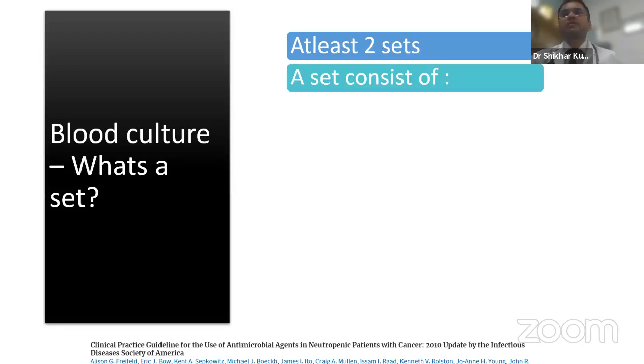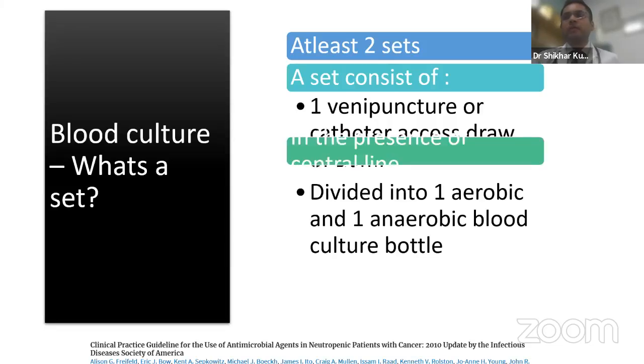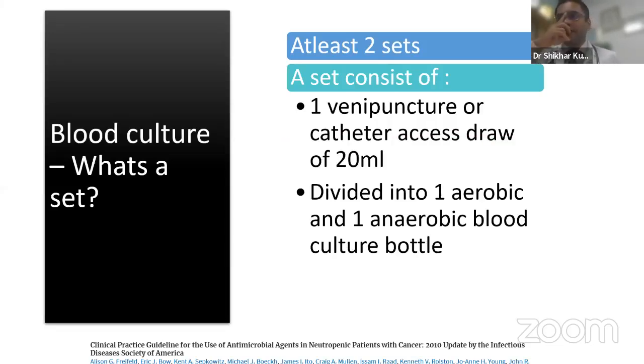So we know that we send more than 2 or 3 cultures repeatedly because the more cultures you send, the more is the probability of picking up a bloodstream pathogen. So as of now, sending 2 sets of blood cultures is the current standard of care for any patient who lands up with febrile neutropenia. Once all this is done, then you have to decide about the next step, that is the antibiotic policy that you're going to follow.